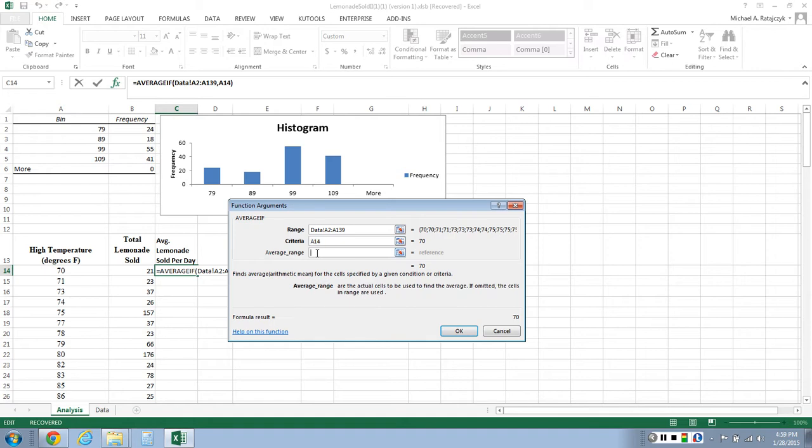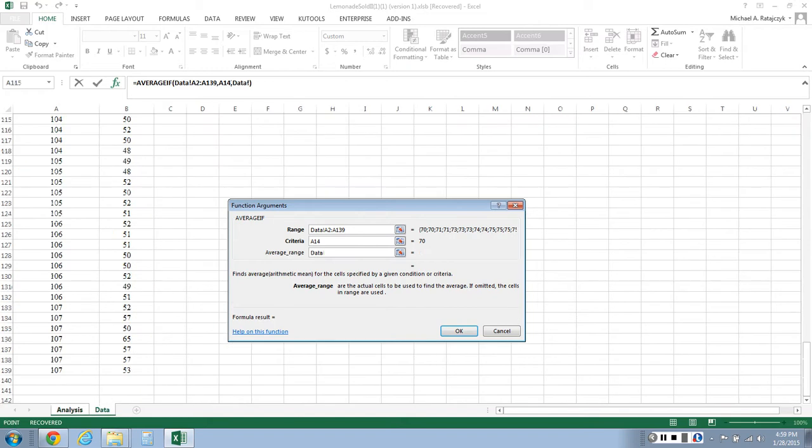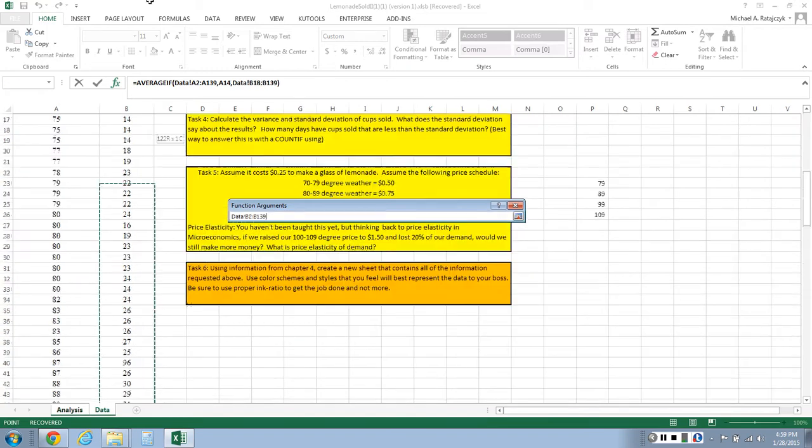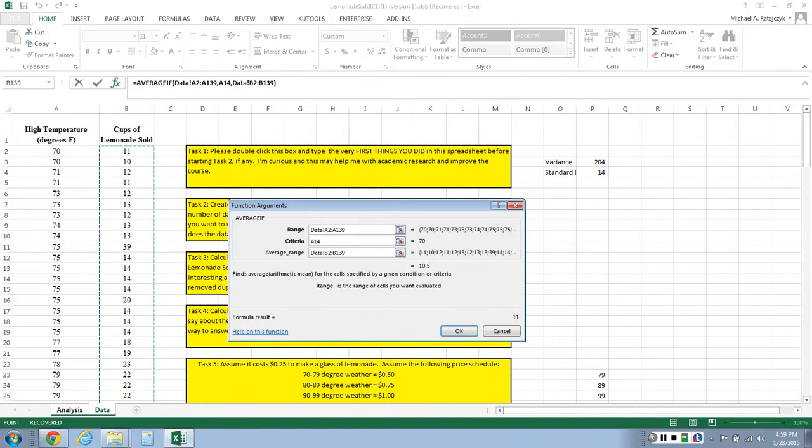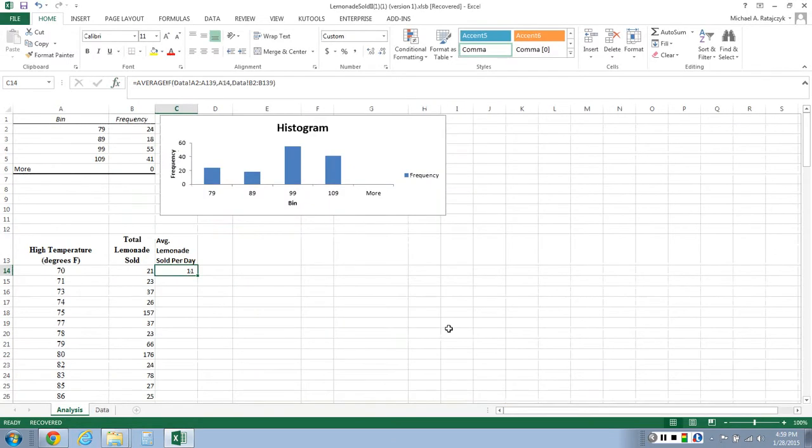Average range. Okay? You told Excel where to look and what to look for. Now you have to tell it what numbers you want it to average. Okay? So we go back to the data tab. Instead of temperature, we want cups sold. Okay? Because we're going to average those number of cups. Okay? We hit OK. And we get 11. It's actually 10.5, just the way that my formatting was set up. Okay? So we got 10.5.